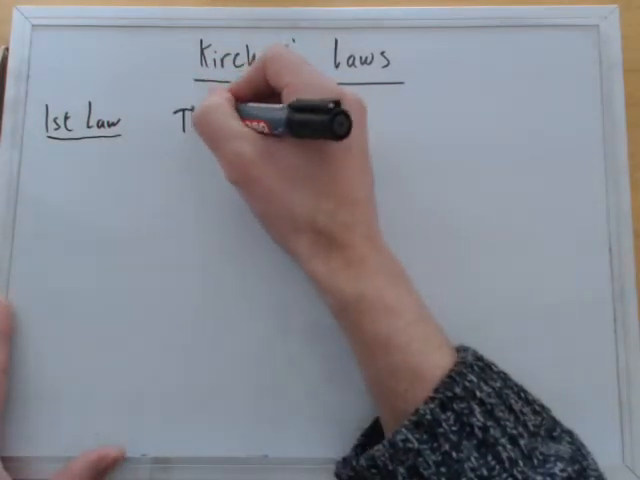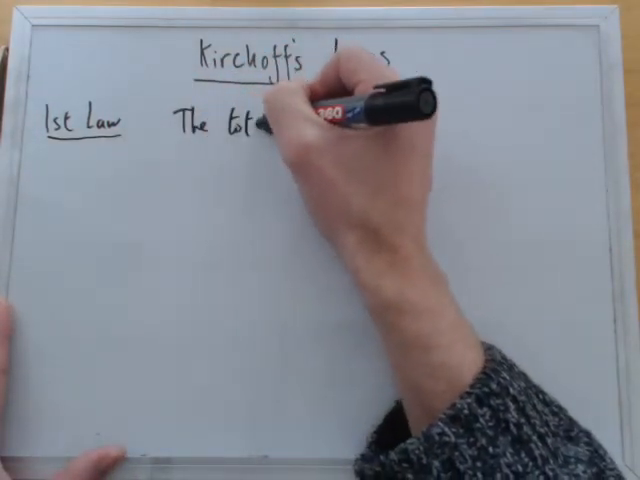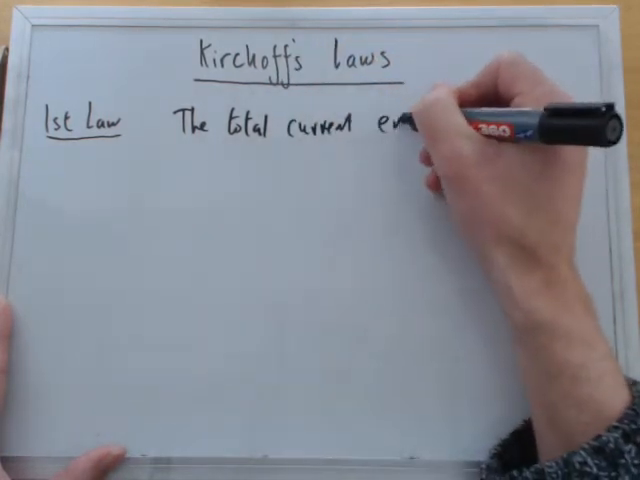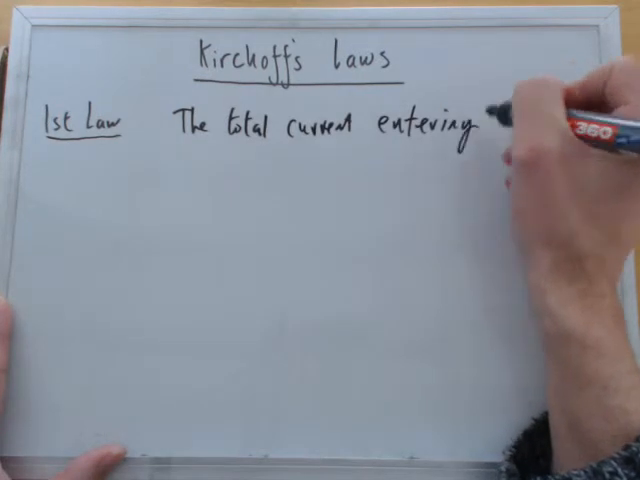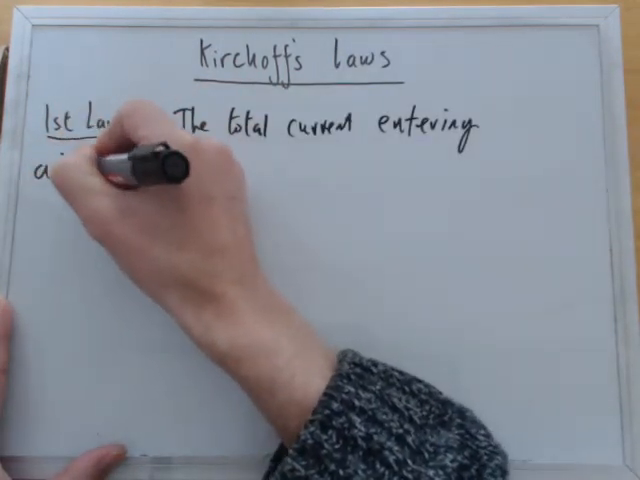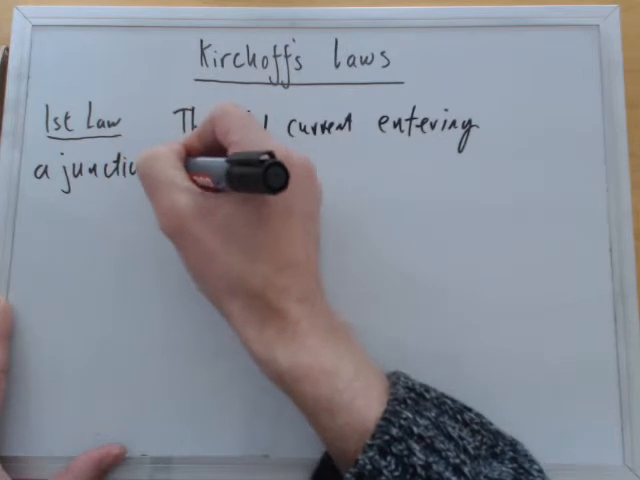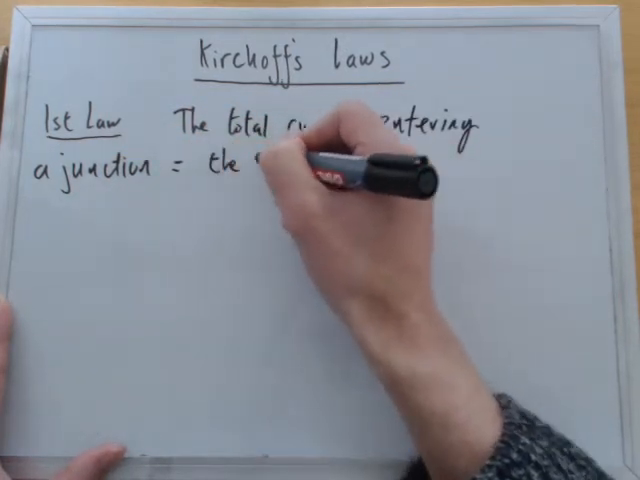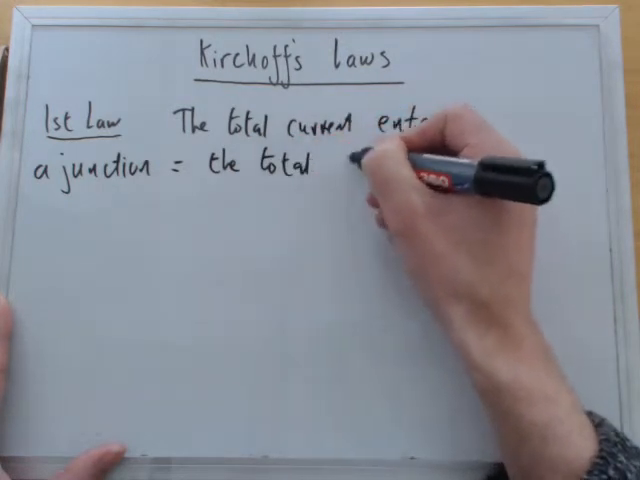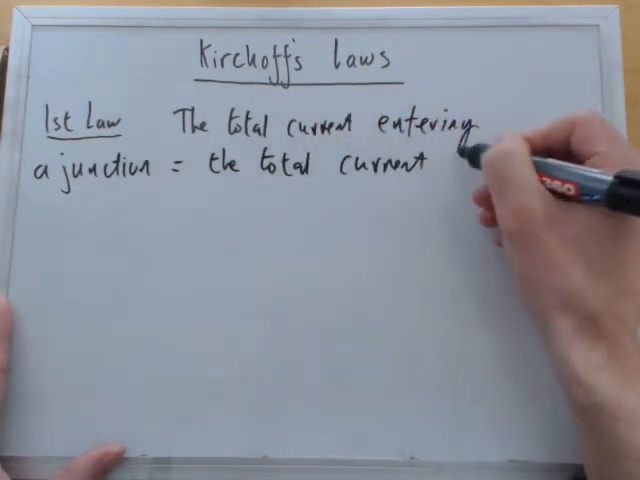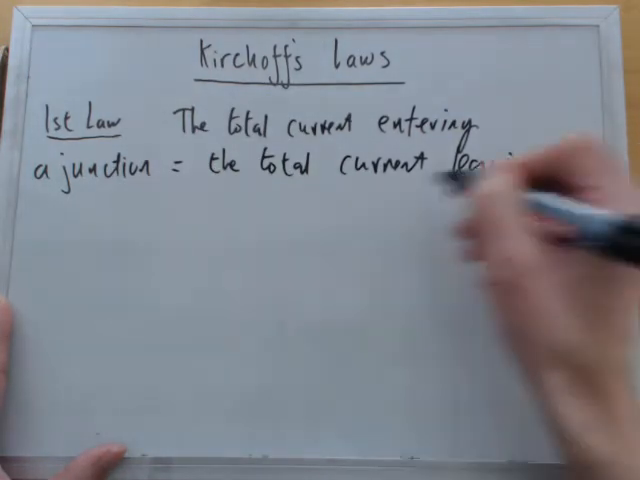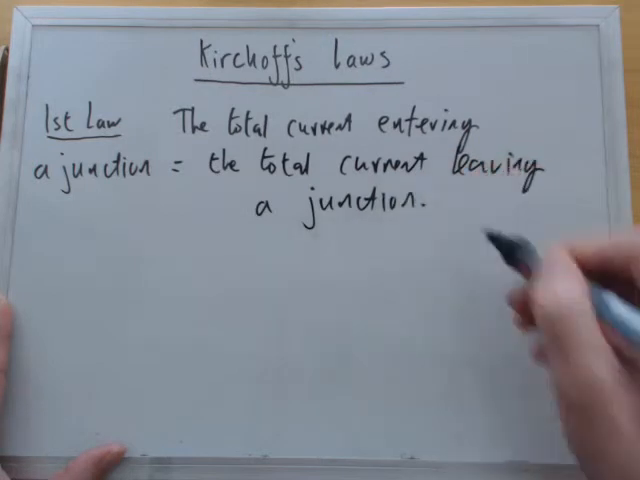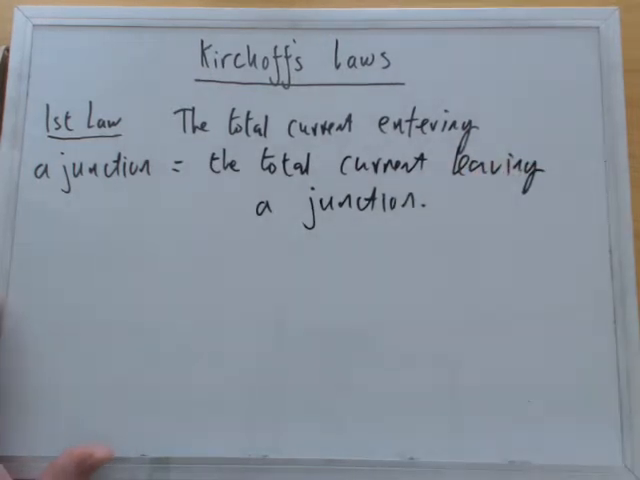that the total current entering the junction is equal to the total current leaving the junction. Okay, so that's one version of Kirchhoff's first law.